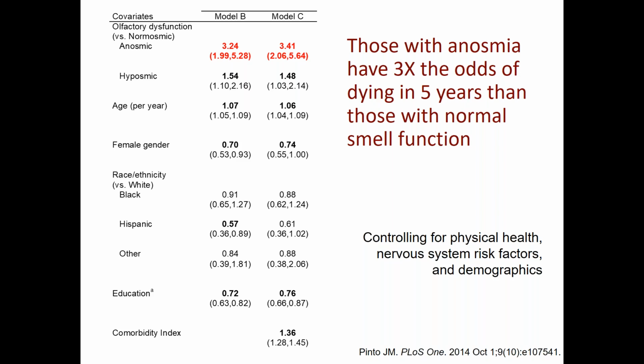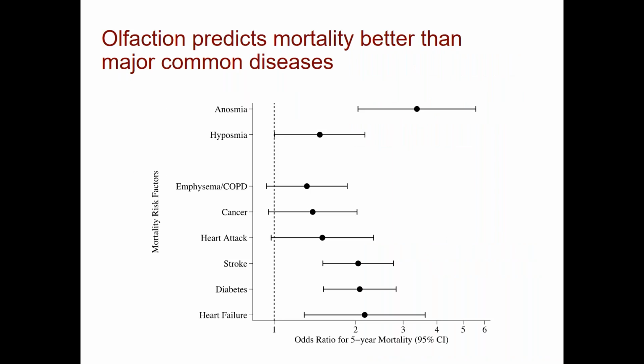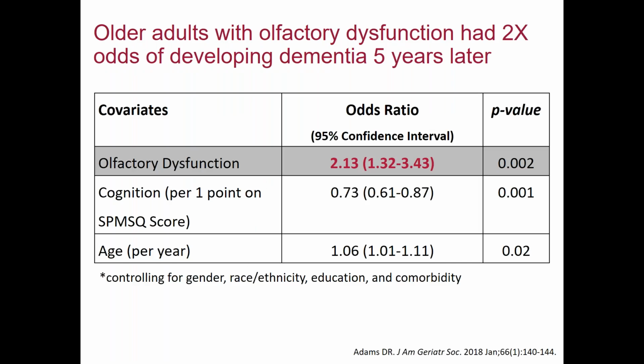And we were able to show that those with anosmia in our data set had 3 times the odds of dying in 5 years than those with normal smell function. And this is controlling for physical health, nervous system risk factors, demographics, comorbidity, you know, a pretty robust finding. And if you compare it to other diseases that we're all interested in that affect older adults, this is on better or on the same level as heart failure, diabetes, stroke, heart attack. So this is a very, very strong predictor and even better predictor than some common things that we worry about.